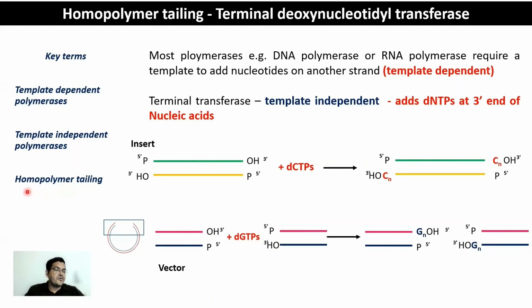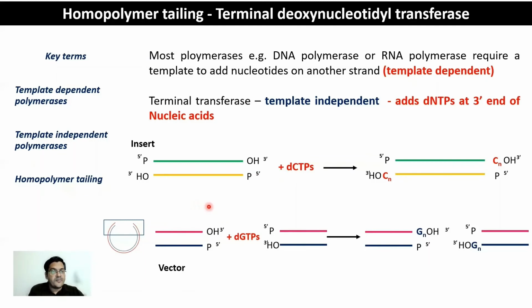And then, of course, we talked about homopolymer tailing. This is called homopolymer tailing, where you are adding the same nucleotide multiple times at the tail of the DNA molecule. The 3' end of the DNA molecule is generally the tail, and the 5' end is basically the head. And remember, the sequence is always written from 5' to 3'. So this is what is known as homopolymer tailing.